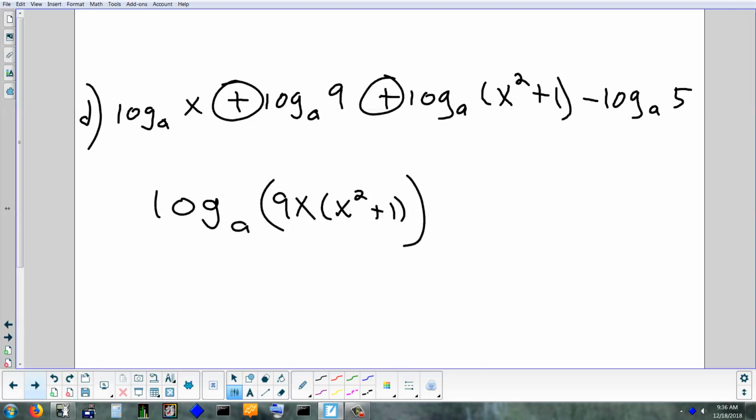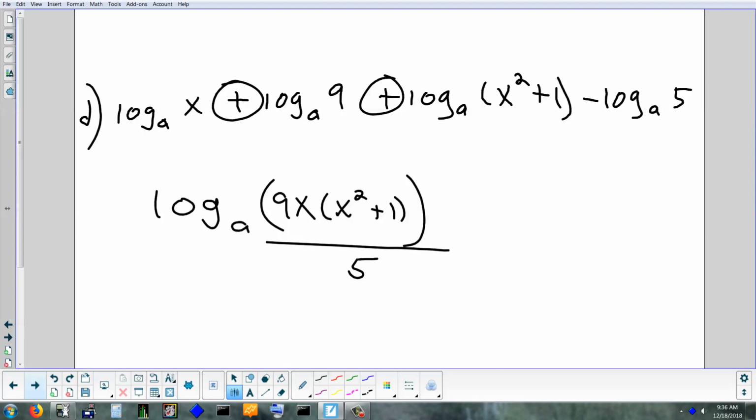So it's 9x times x squared plus 1. What does the subtraction mean? Divide. And what are we dividing by? Divided by 5. And that's it.